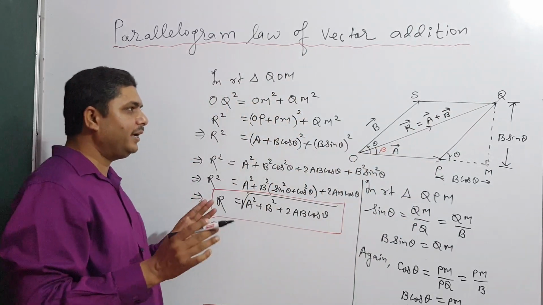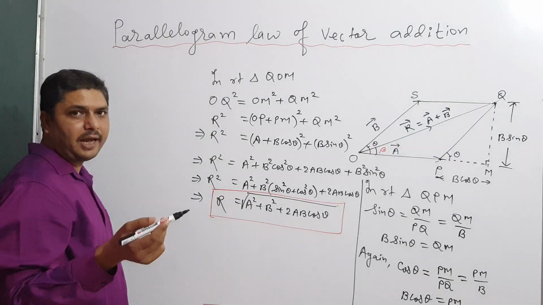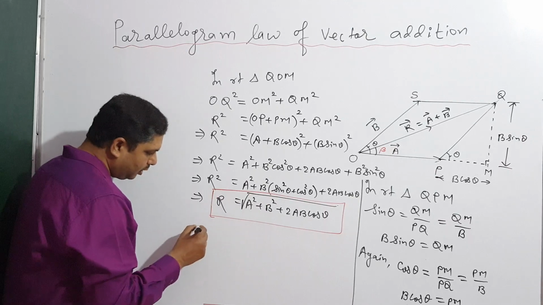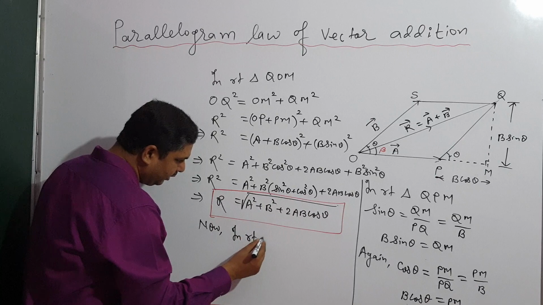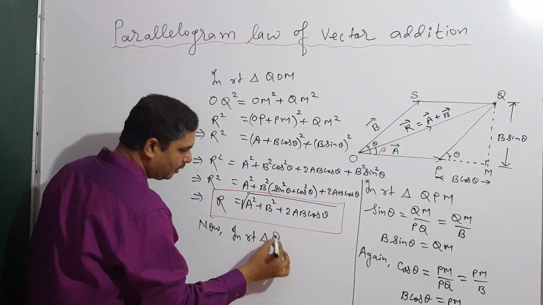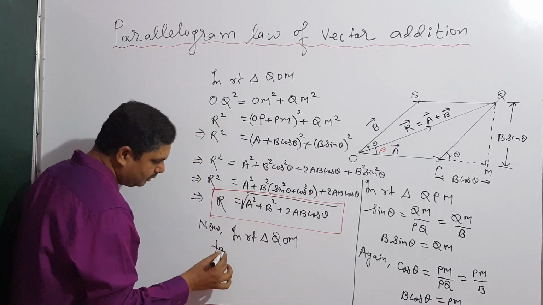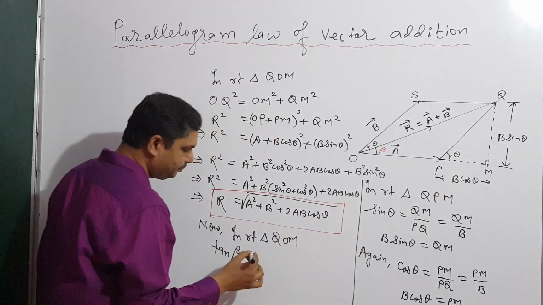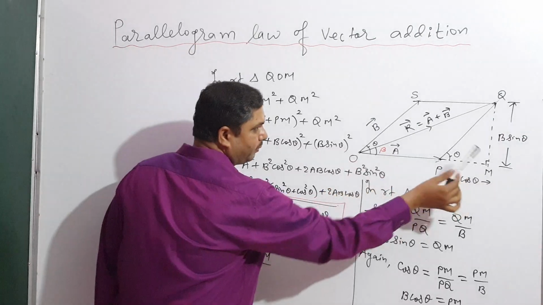Now I am going to find the angle beta. So for you, we are going to find the angle beta. Beta angle is said to be the direction. Now, in right triangle QOM, take tan beta. Tan beta is perpendicular QM by base OM.